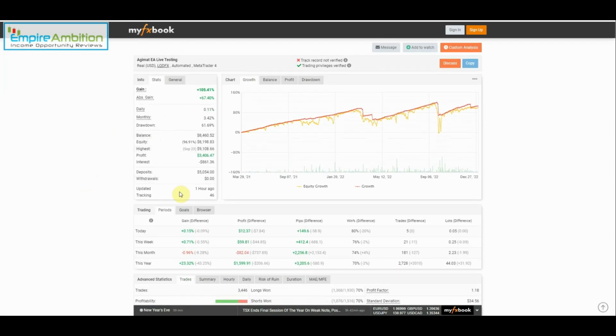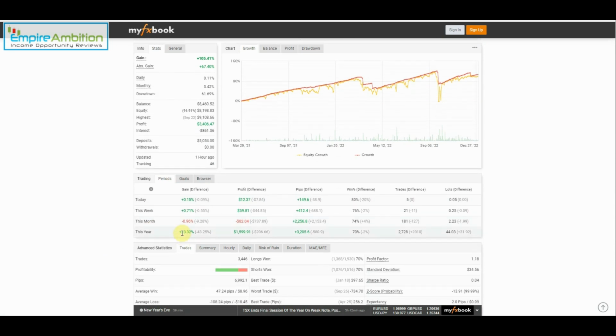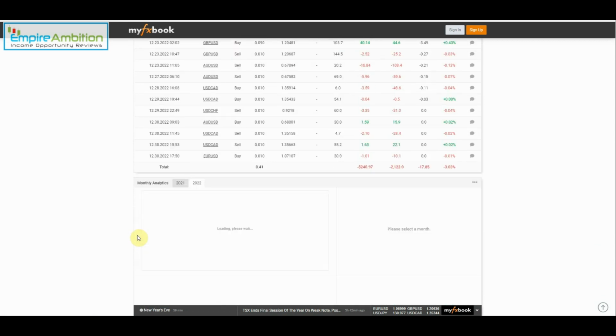can see overall for the year, we earned 23.32% or $1,599. So definitely 23% is not bad by any means. It's actually very good. If I had this money sitting in a bank savings account, I'd be earning 0.03% per year. Even a high interest savings account is only a couple percentage points per year. So 23% per year, it's not bad at all.